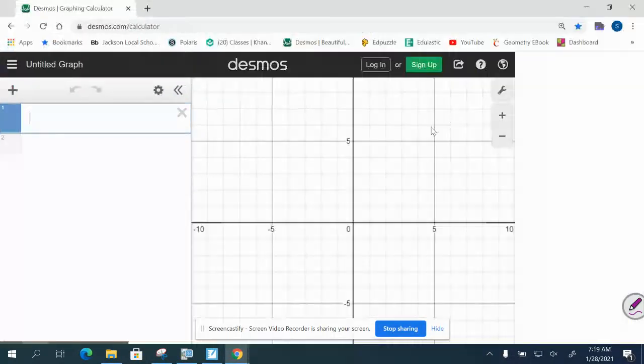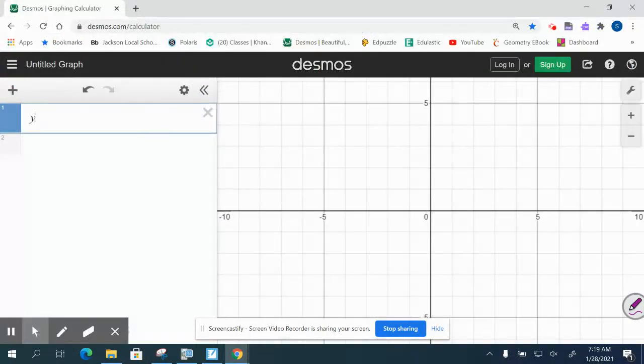So let me pull open Desmos. I'm going to type in the equation y equals negative 0.5x.